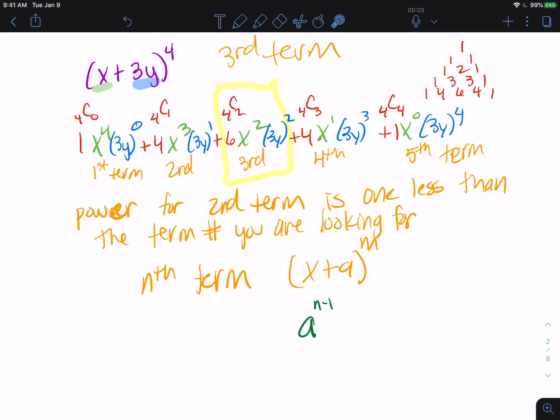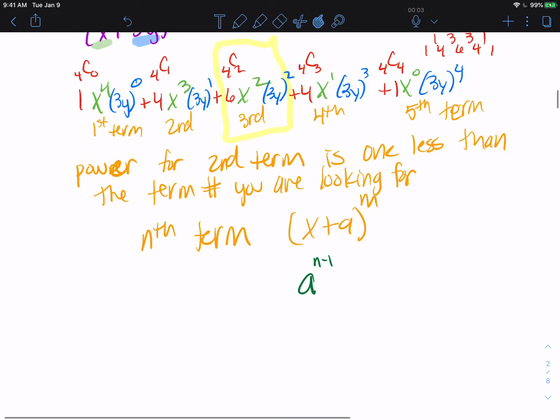Okay. Then notice I like to, when I'm finding a term, use the combinations instead of Pascal's triangle. Now I put Pascal's triangle up here so that you could see it. But notice here that on our combinations, the right side matches your second term power. So the 2 matches the 2, the 3 matches the 3, the 4 matches the 4, the 0 matches the 0. Okay. So that way I don't have to go make a whole triangle just to find one term.